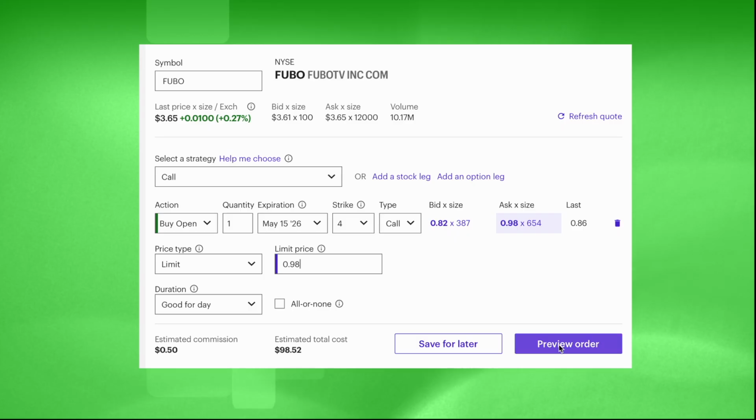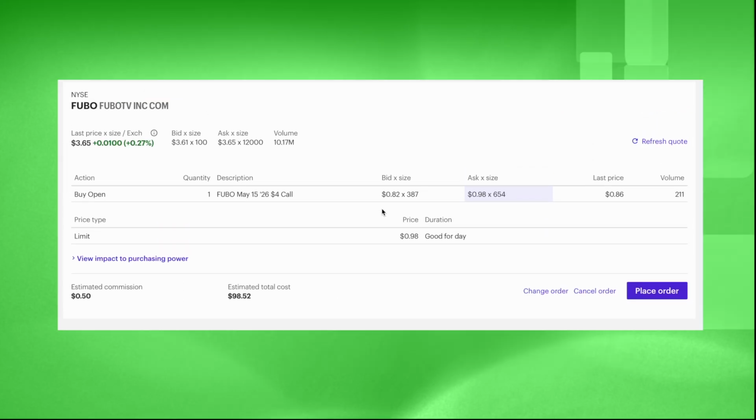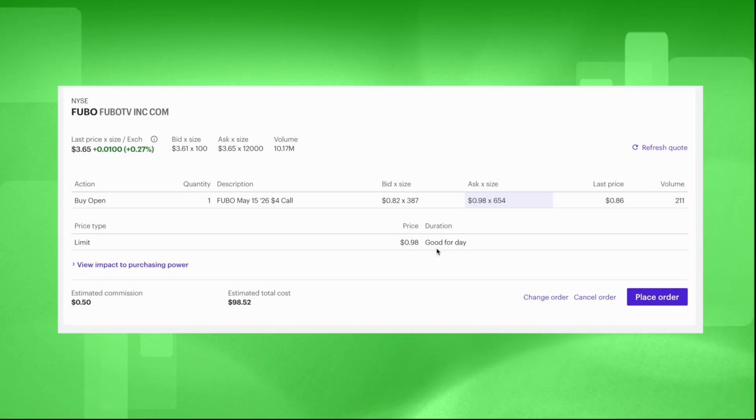So when I click preview order, it takes me to this page. And keep in mind that we entered a limit price of 98 cents. Sometimes the platform will make you choose either 95 cents or $1 because they want to keep it in increments of 5 cents.